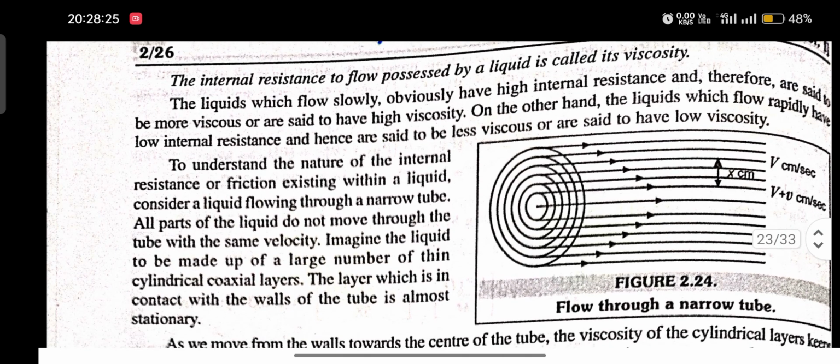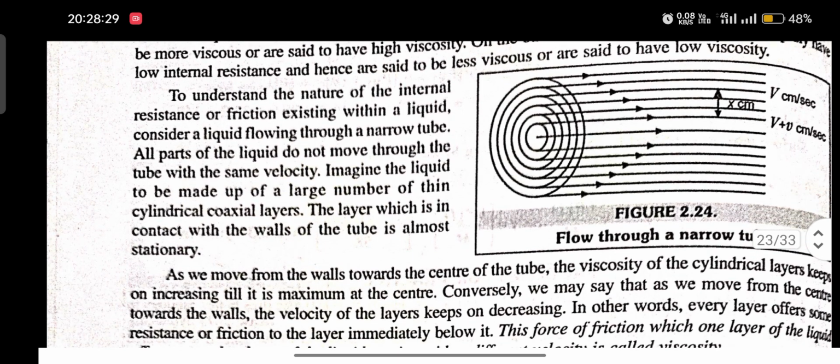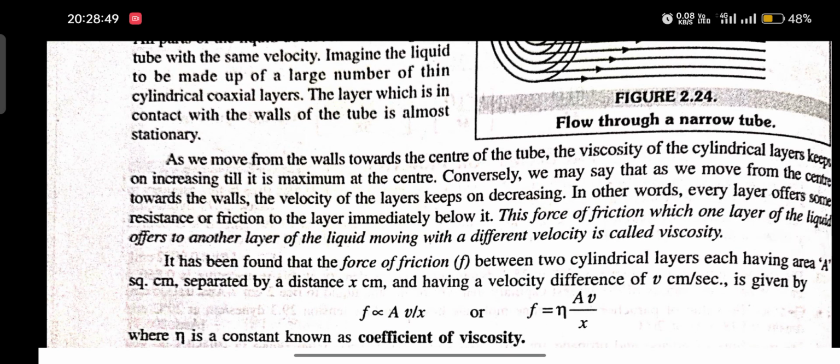To understand the nature of the internal resistance or friction existing within a liquid, consider a liquid flowing through a narrow tube. All parts of the liquid do not move through the tube with the same velocity. Imagine the liquid to be made up of a large number of thin cylindrical coaxial layers. The layer which is in contact with the wall of the tube is almost stationary. As we move from the wall towards the center of the tube, the velocity of the cylindrical layer keeps on increasing till it is maximum at the center.